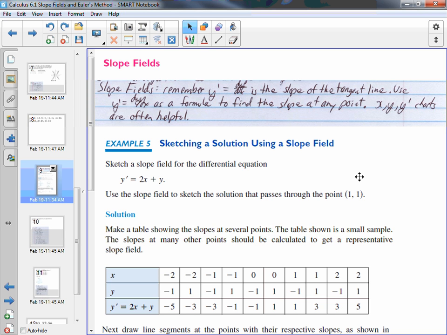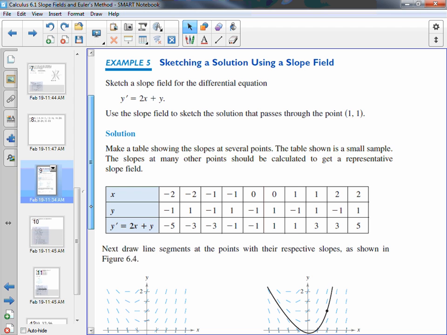So when you were in Algebra 1, or even before maybe, you made XY charts to find ordered pairs on lines. Well, now make an XY, Y prime chart to find what the slope of the tangent line is at different ordered pairs. All right? So, for instance, here in example 5, they want us to sketch a slope field for the differential equation y prime equals 2x plus y. And then once we have the slope field, we can use it to sketch a solution that passes through the point 1, 1. So the first part is to make a table.